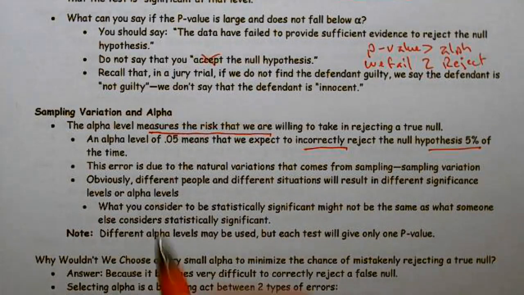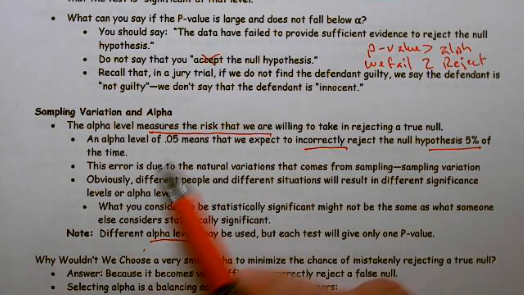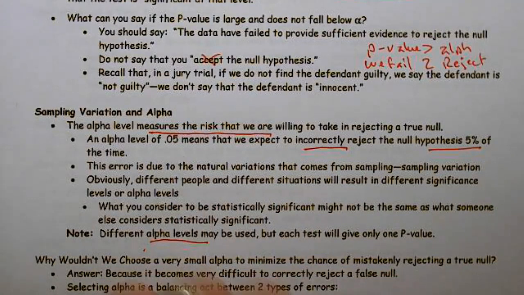And we can use different alpha levels. In other words, you get to choose whatever alpha level you want to choose. And you're like, well, I don't like being wrong. I don't want to be wrong 5% of the time. Okay, choose a smaller alpha level. Choose 3%, 4%, 1%.